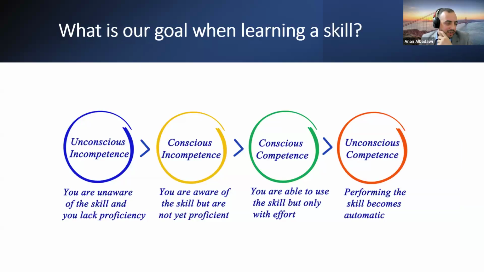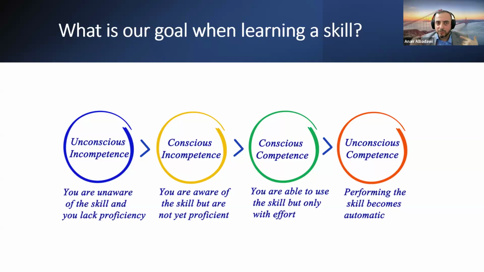So what's our goal when we learn a skill? Initially, let's take an example of a learner who is novice. At the beginning, he is unaware about the skill. Once he or she takes the initiative to do the skill, they will start to realize, yes, I am unaware about how this skill should be performed. And then with continuous practice, the learner will say, yes, I know how to do the skill, but I need some effort actually to do it. I need to spend some cognitive thought while I'm doing the skill. And finally, the skill will become automatic.